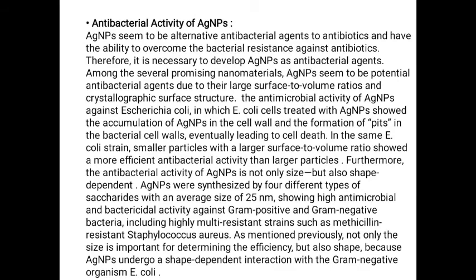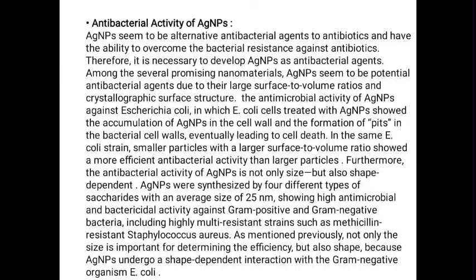Antibacterial activity of the AgNPs. AgNP is seen to be an alternative antibacterial agent to antibiotics and has the ability to overcome the bacterial resistance against the antibiotics. Therefore, it is necessary to develop AgNPs as antibacterial agents. Among the several promising nanoparticles, AgNP seems to be a potential antibacterial agent due to their large surface to volume ratio and the crystallographic surface structure.